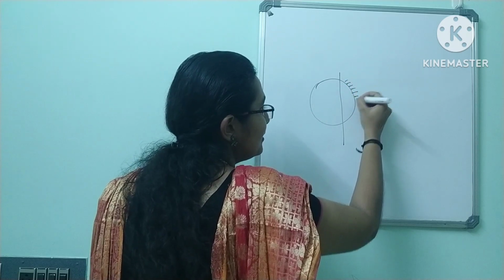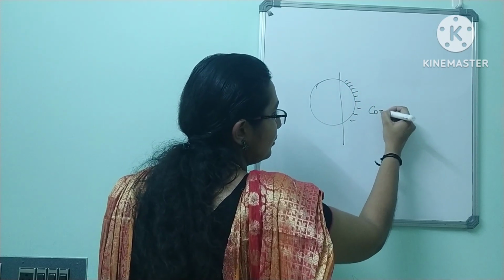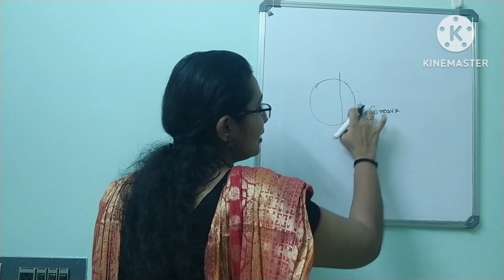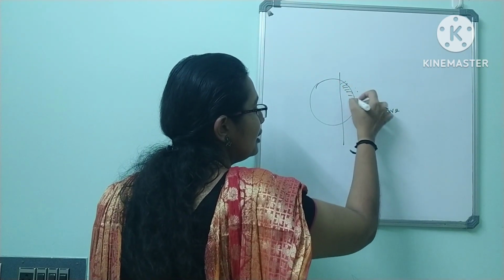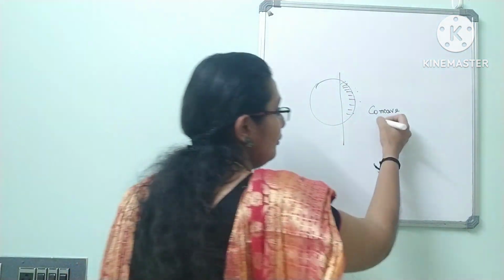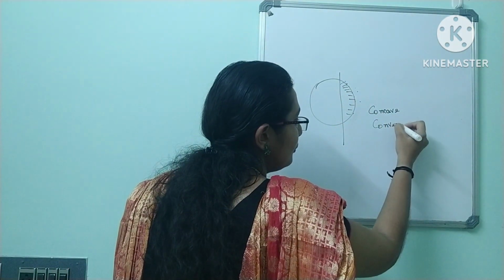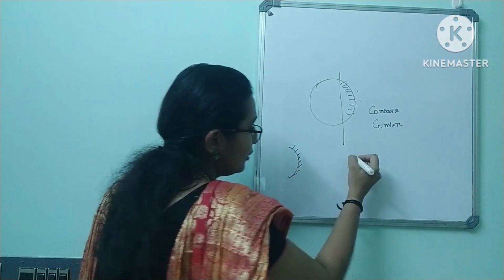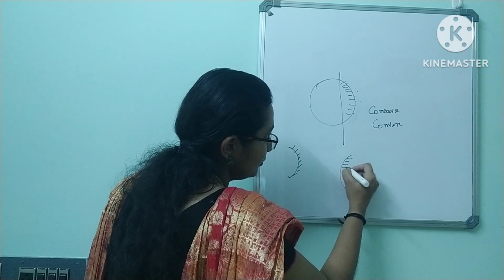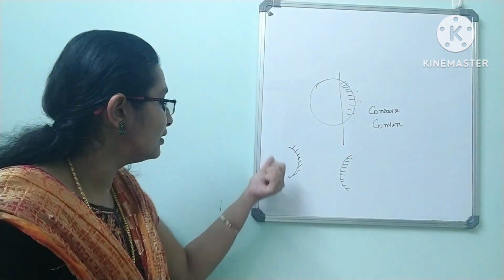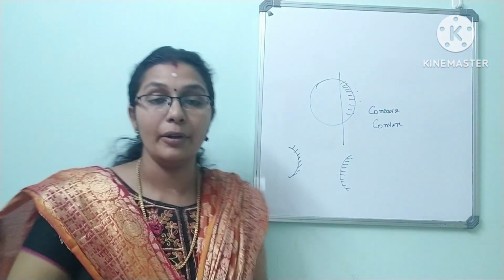If I polish this side it is concave, and if I polish this side, which is the reflecting surface, that is convex. So in order to avoid confusion we will consider concave like this, and convex like this. Clear? So this is how it is.